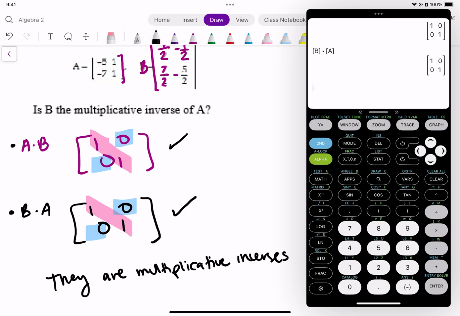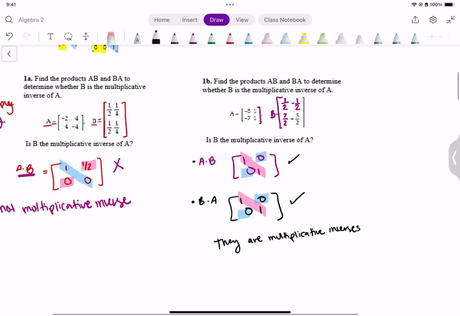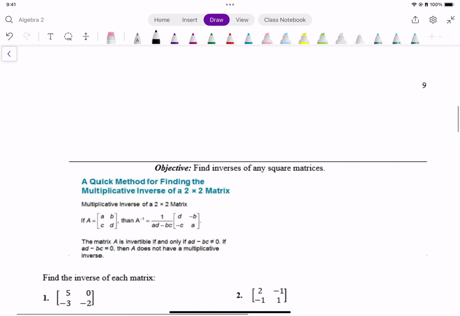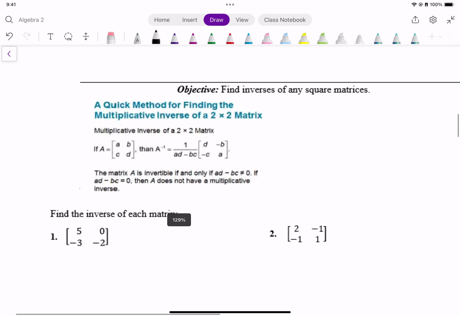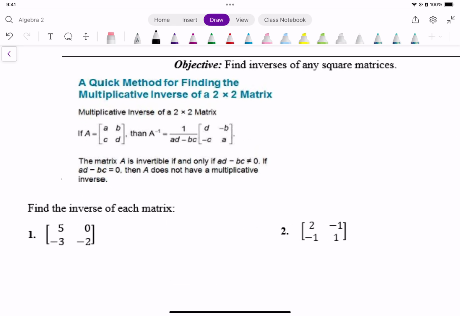Okay, so that is the first part of our notes. Just verify that we have multiplicative inverses. Okay, let's move on to the second objective, which is to solve for inverses of any square matrices. For these, we have a formula. We're going to do it by hand, and we're also going to do it with the calculator.